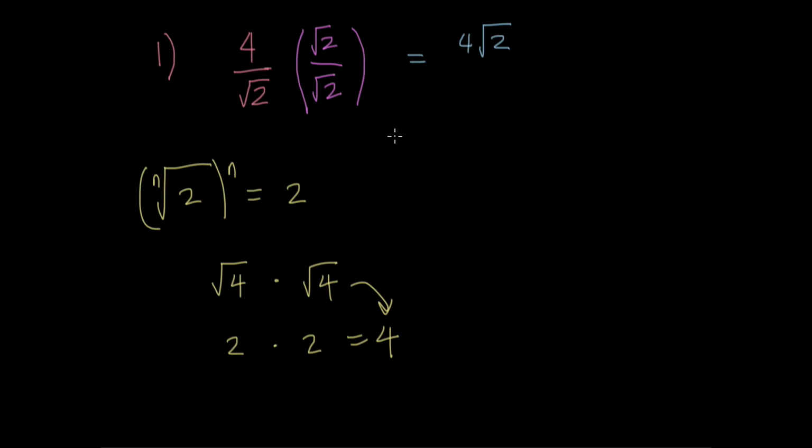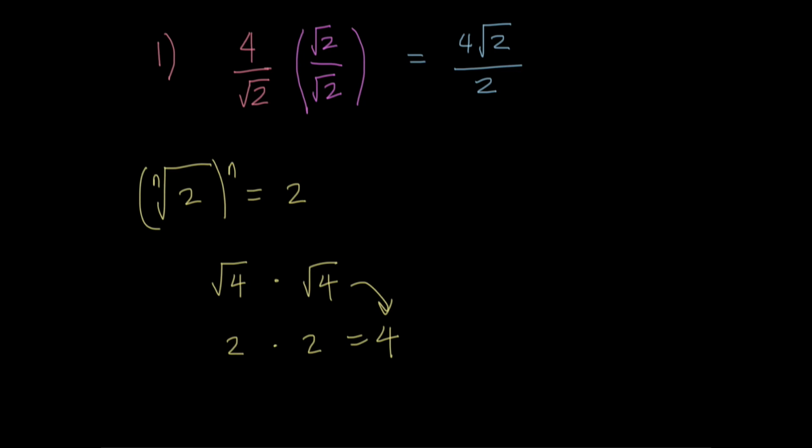Okay, this is important. It's going to be 4 root 2 and not root 8. If this was root 4, then it would be root 8. Root 4 times root 2 is root 8. But 4 times root 2 is just 4 root 2. Okay? And root 2 times root 2 is 2. So this is basically the rationalized form.